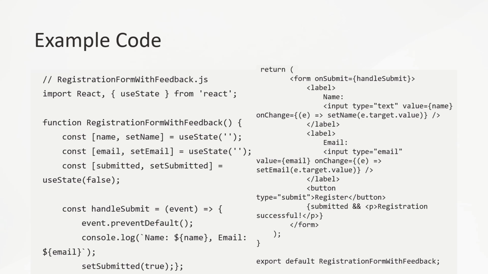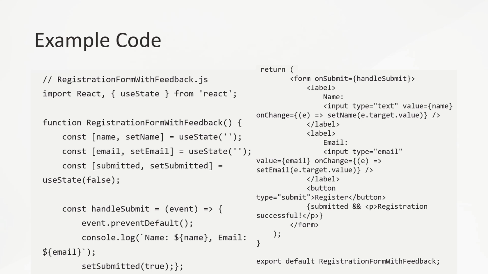The registration form with feedback.js code exemplifies a user registration form that provides immediate feedback to the users upon submission, informing them that the registration was successful. The component uses useState hook to manage the state of name, email, and submitted. This allows the form to update dynamically based on user input and triggers a submission confirmation. The handleSubmit function is called when the form is submitted. It prevents the default form submission behavior and logs the name and the email to the console. Additionally, it sets the submitted state to true, triggering the display of the registration successful message.